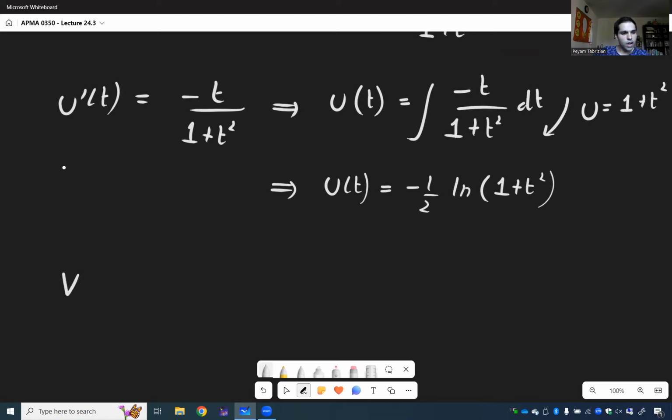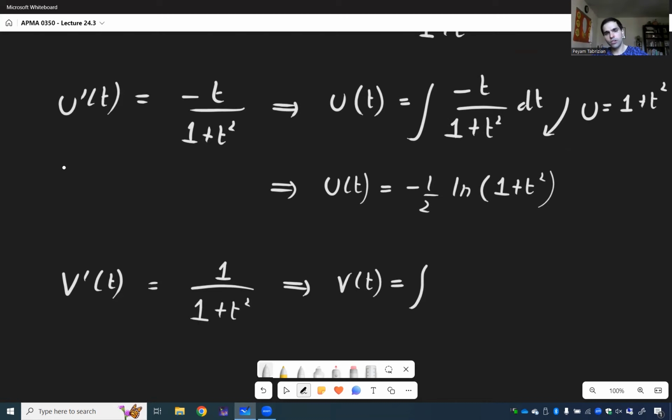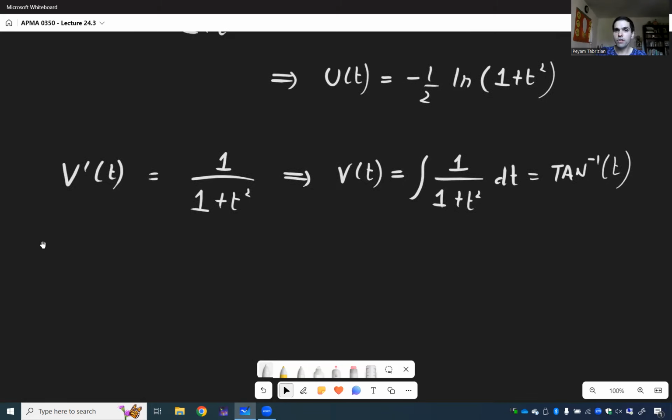And same thing now with v prime of t. So v prime of t is 1 over 1 plus t squared. And then v of t is the integral of that, 1 over 1 plus t squared dt. And remember, this is the arctangent. Very good. We found our u, we found our v. So now we can build up our solution.